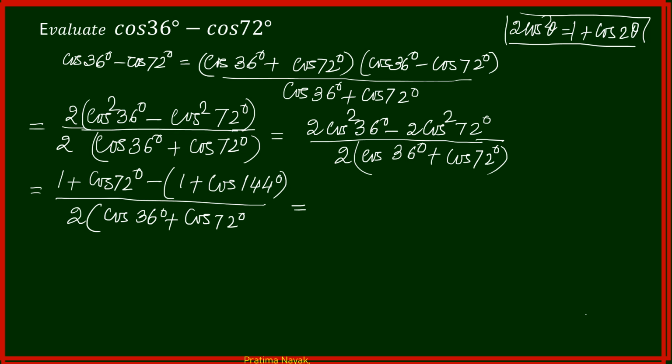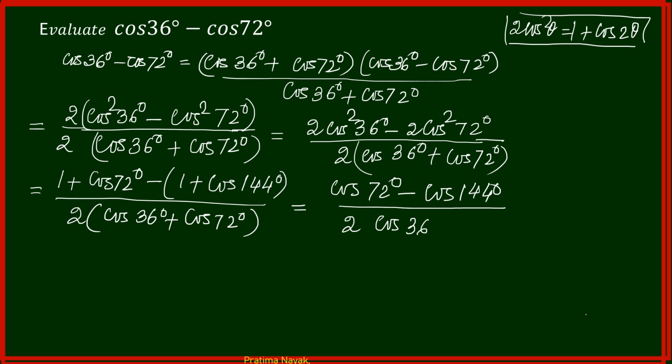So in the numerator, 1 will be cancelled. So we will be getting cos 72 degree minus cos 144 degree, over 2 cos 36 degree plus cos 72 degree.